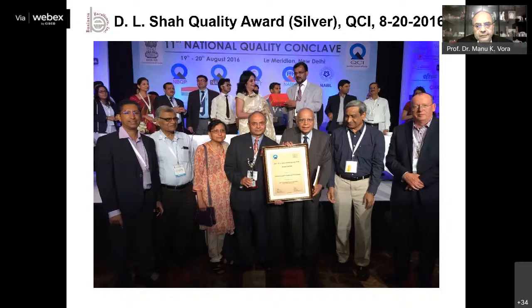Very happy to share that this soft skill program using technology was awarded a DL Shah Quality Award in the Silver category by the Quality Council of India on 20th August 2016 in New Delhi at the 11th National Quality Conclave. And my wife was traveling with me. The trustee of the DL Shah Quality Award is shown here, Mr. Hari Taneja, and the rest were the members of the team.